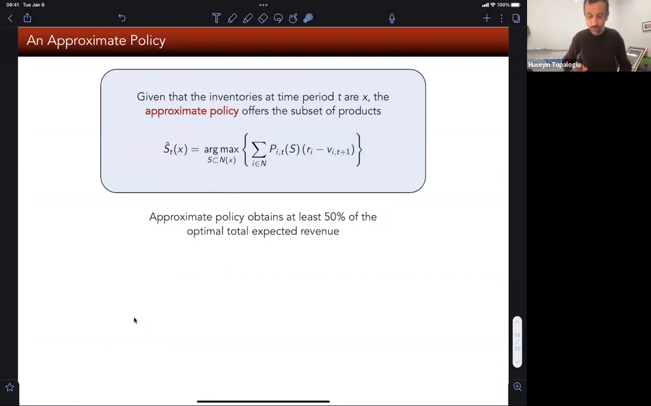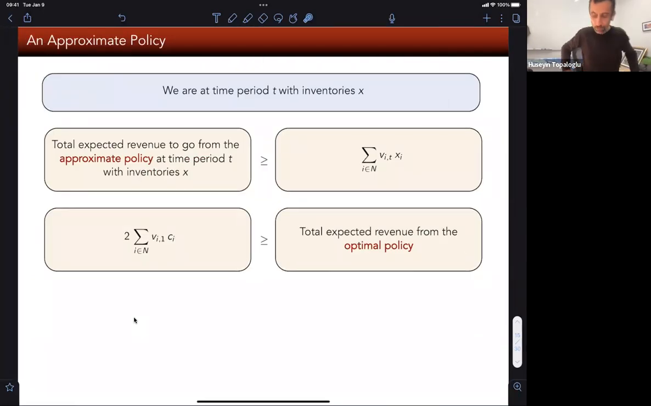Okay, so here's how we're going to do that. We're going to prove two inequalities. Inequality number one, inequality number two. The first inequality is going to say the following. Let's say we're sitting at time period t and the remaining inventories is x. Then we're going to be able to show that the total expected revenue collected by our approximate policy, starting at time period t with the inventories x, is at least as large as this linear function of the inventories.